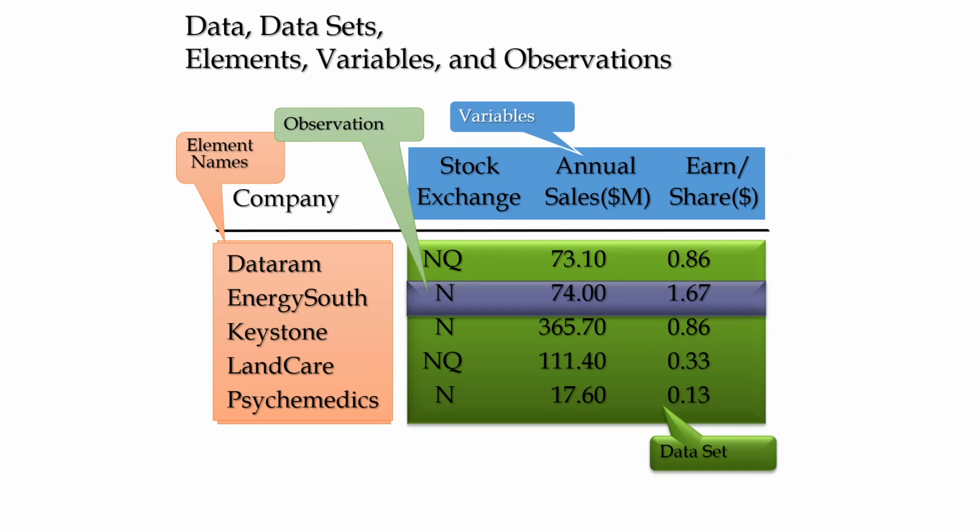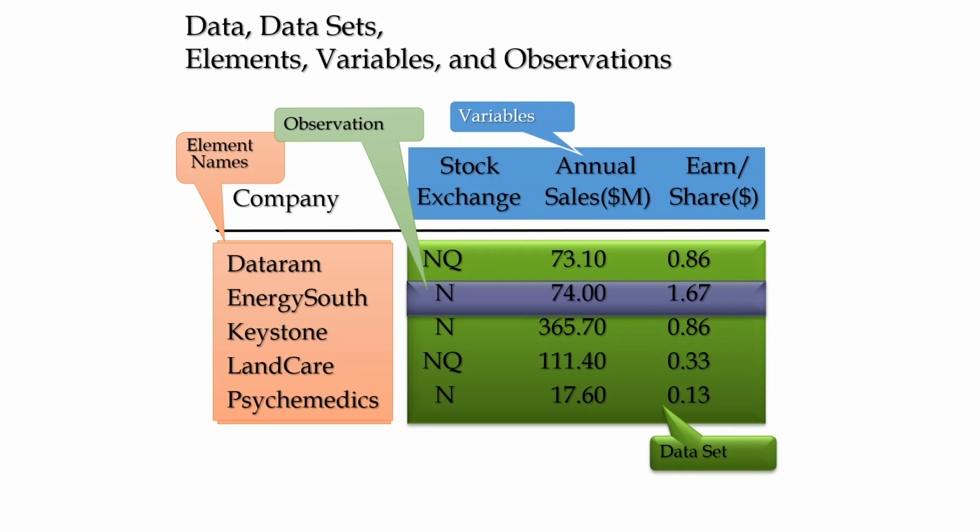Those are the companies we are studying, and each company is considered an element. All the data we collected is based on each element. A company like Dataram and the others have so many different characteristics, like employees and the year they were established, etc.